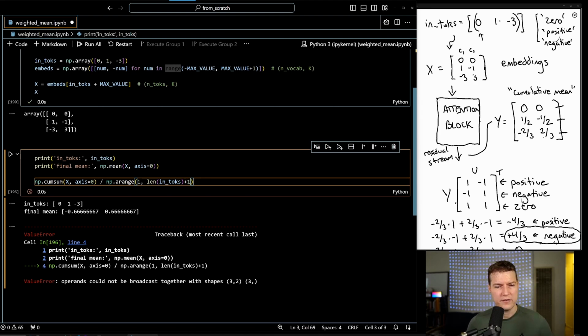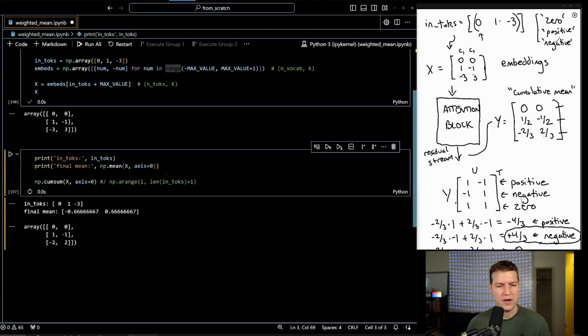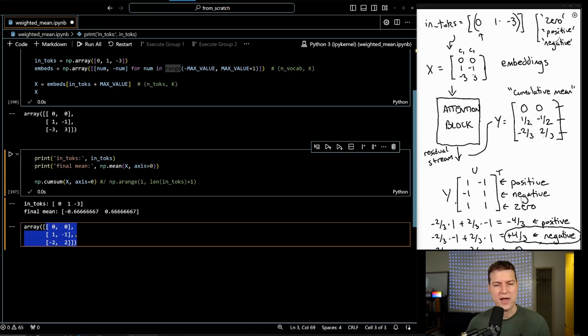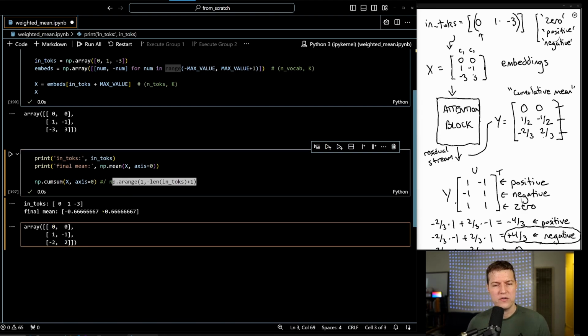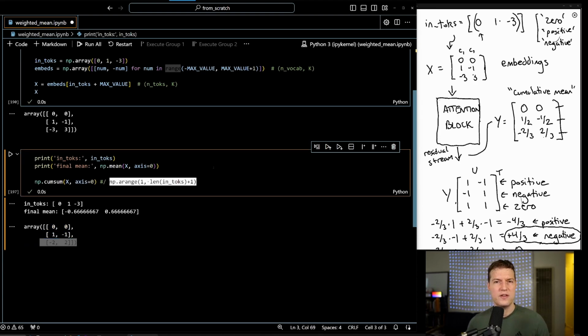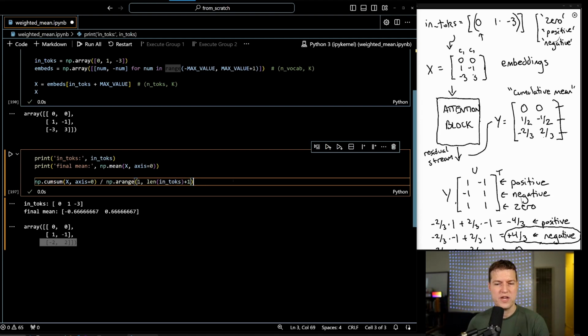The problem is that if you look at the cumulative sum, we have a 2-dimensional array, and when I do this division, I want to do the division on something that is columnar, right? I want to divide the first row by 1 and the second by 2 and the third by 3. But the problem is this is assumed to be a row vector instead. So I'm just going to have to reshape this so that it goes up and down instead.